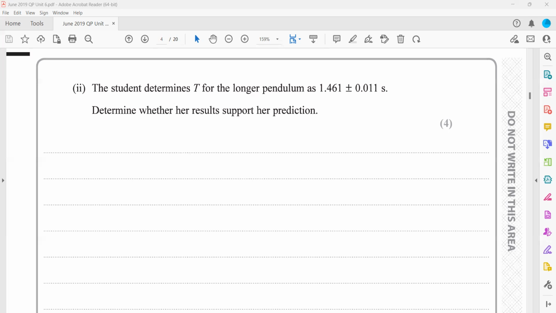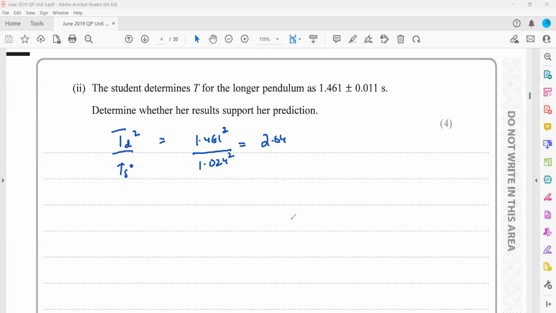Percentage differences can be calculated like this. First, we'll do this one. We have TD square over TS square. TD is 1.461, so 1.461 square divided by TS square. The time period for the shorter one was 1.024 square. When we divide, we get 2.04. That is the ratio between TD square over TS square.